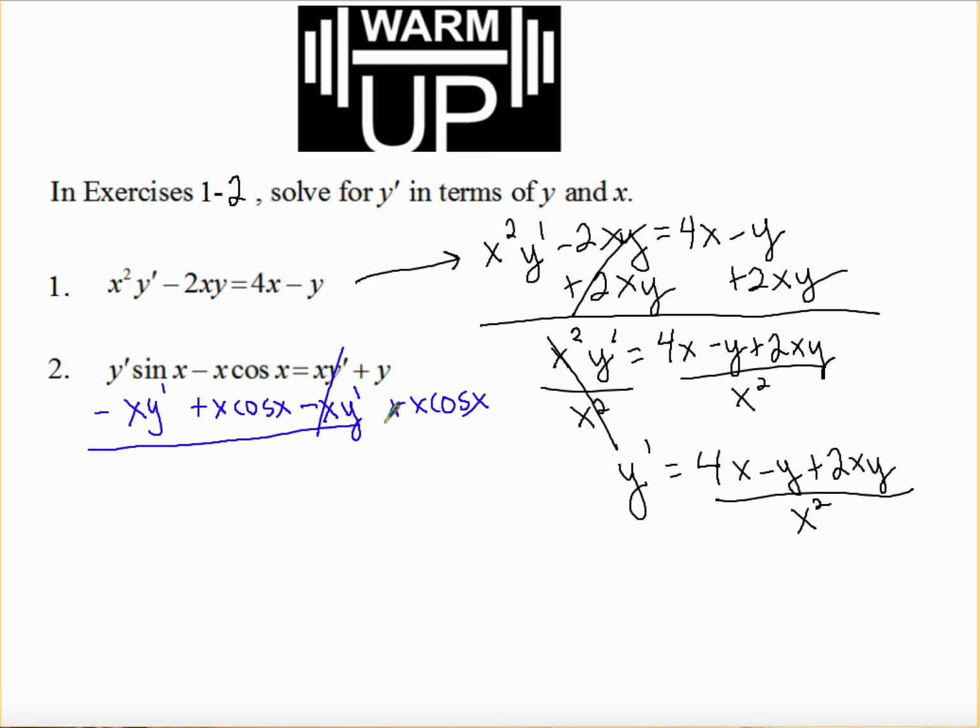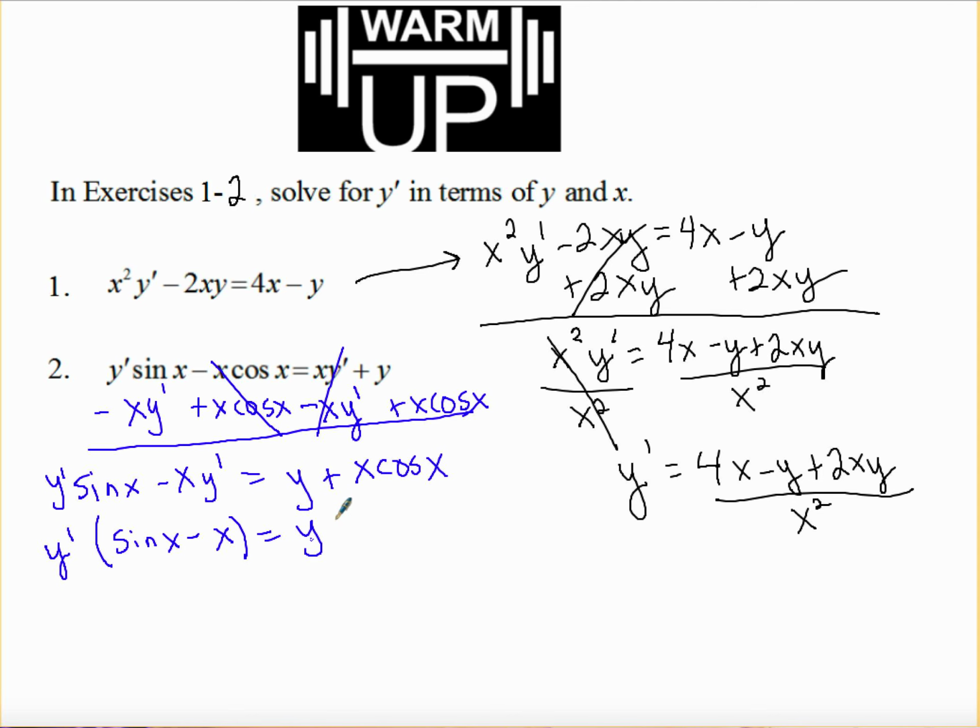So what I have now is y prime sine x minus xy prime. These subtract to make 0. And we've got y plus x times the cosine of x. Well, y prime is not alone. I've got two of them. When you find yourself in this situation, your best bet is to factor. So let's go ahead and factor out these y primes, since that's what each of these terms have in common. This is going to leave me with the sine of x minus x inside my factoring parentheses.